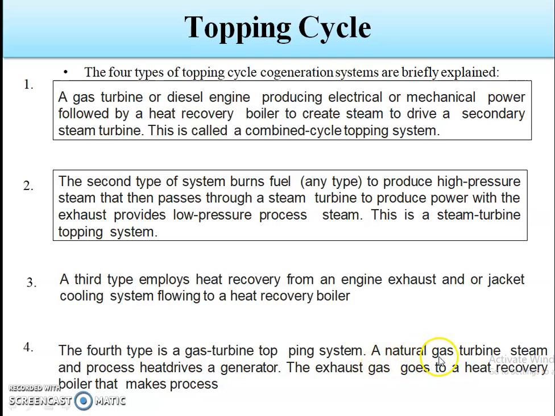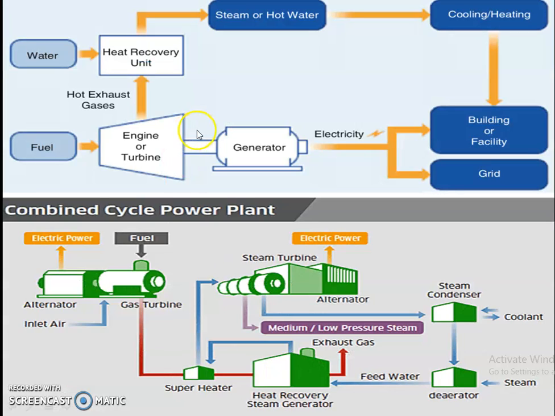Here the natural gas turbine and the process heat drive a generator. From that, the exhaust gases go to the heat recovery boiler that supplies the process. These are the topping cycles. Already we have discussed the introduction to the cogeneration system, and again we have discussed the topping cycle.